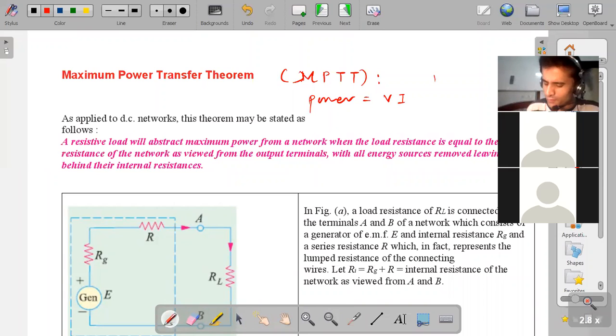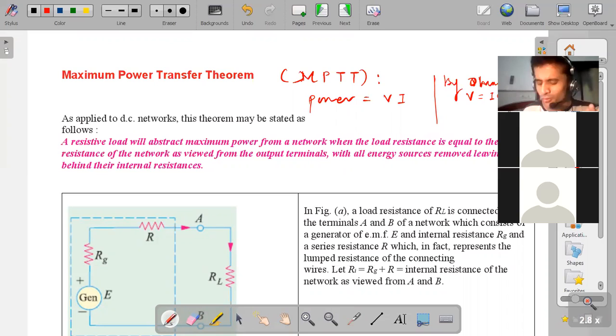We know that by Ohm's law, can I write V equal to IR? Yes or no? Is my audio clear? Yes, sir. Okay, see, power equal to V into I, is it correct? Yes, sir.